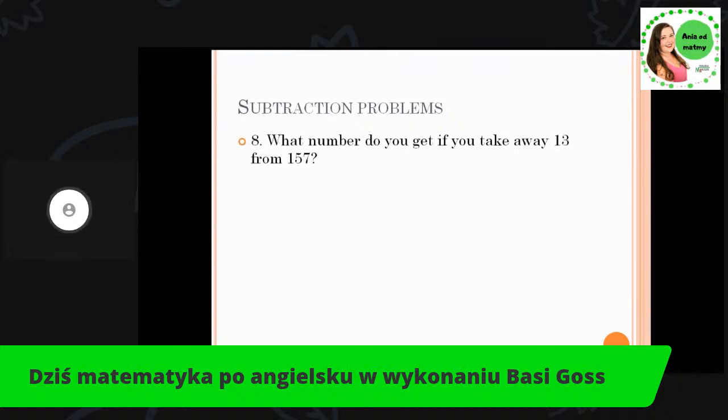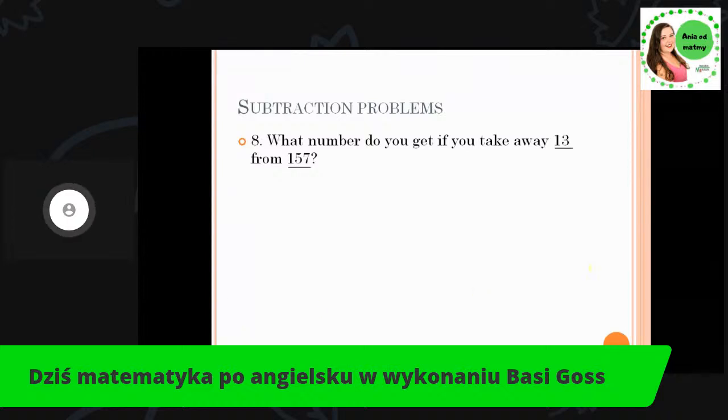And problem number 8. Let's read it together. What number do you get if you take away 13 from 157? So, what numbers do we have in this problem? We have 13 and we have 157.